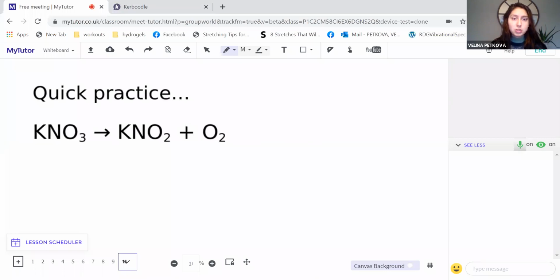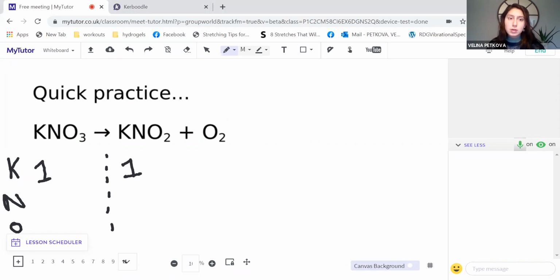Okay, so now let's try some practice questions. So firstly, let's write down the different elements that we have in our equation. So how many potassiums do we have on the left? So yeah, great. I can see some ones coming through. Brilliant, okay. And on our right, we have also 1. So therefore, our potassiums are happy.